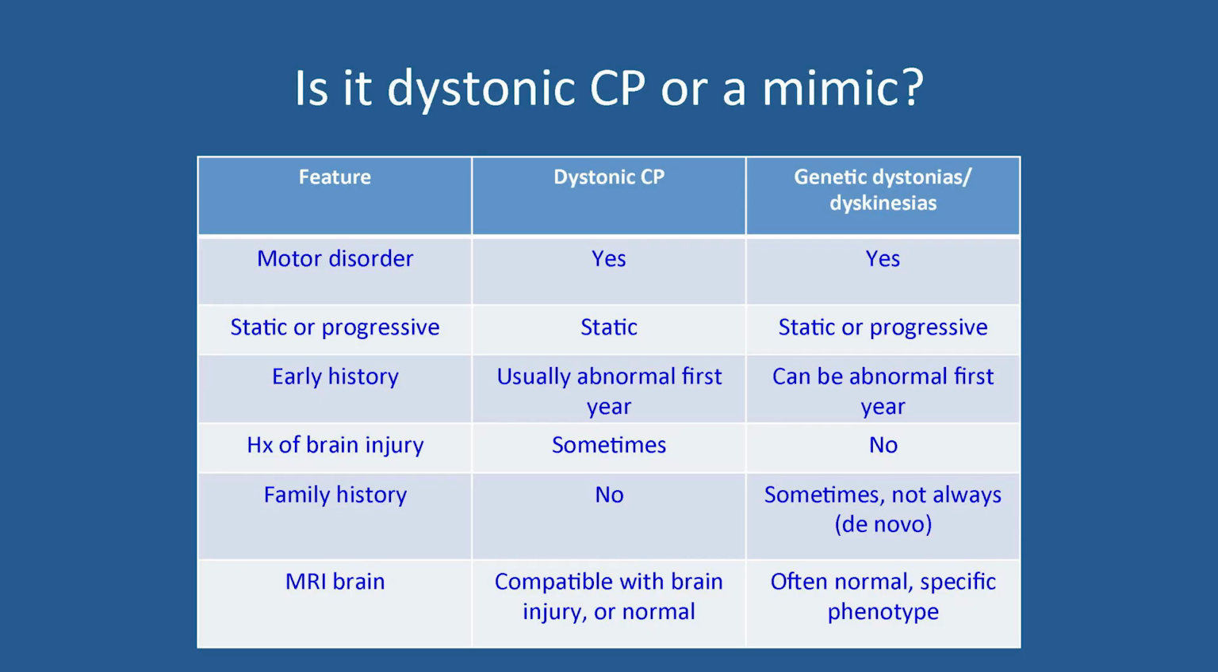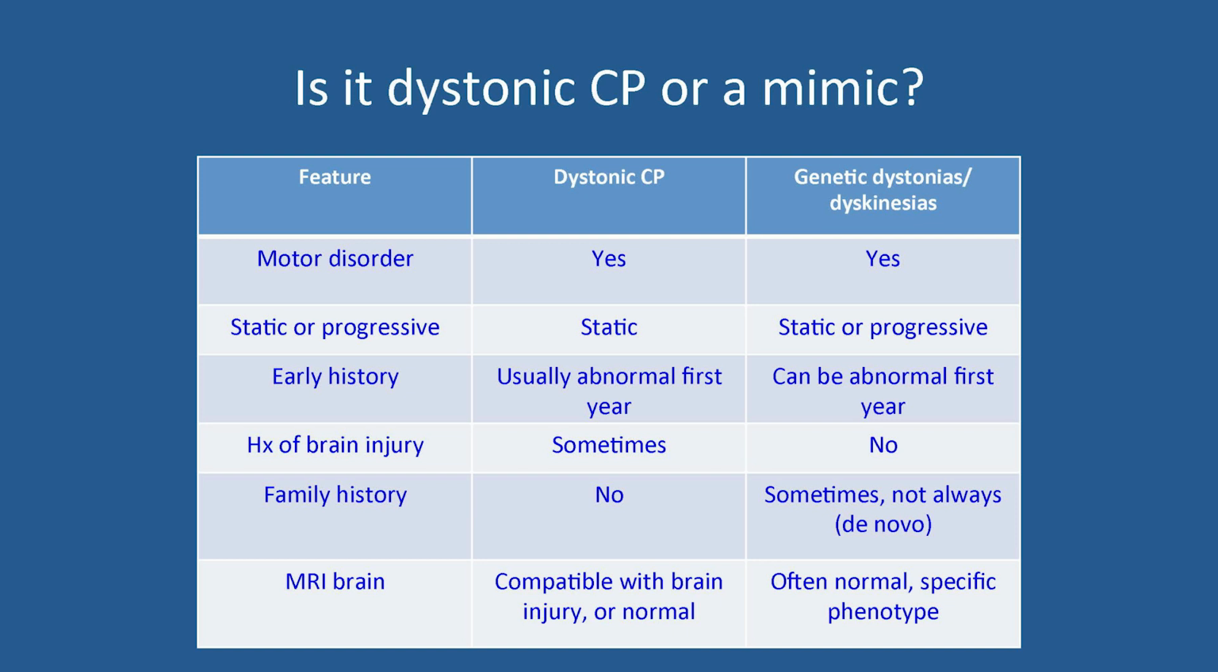I've classified dystonic CP and then compared it with genetic dystonia, and you can appreciate that it's not easy to discriminate. They're both motor disorders. They're both called dystonia. In dystonic CP, it should be static, but we all see patients where the dystonia can change over time, which can be difficult. So you ask the question, are things changing, or is the brain just maturing? Whereas in genetic dystonias, they can be static or progressive. There's usually an abnormal first year of history in dystonic CP, whereas in genetic dystonia, that's variable.